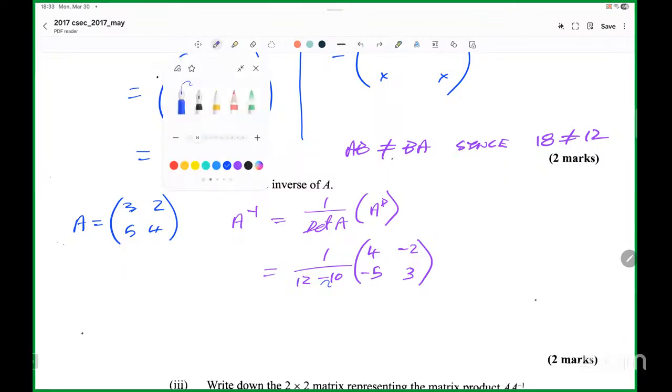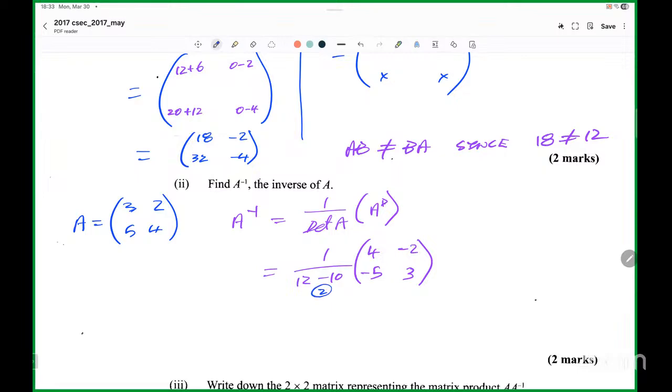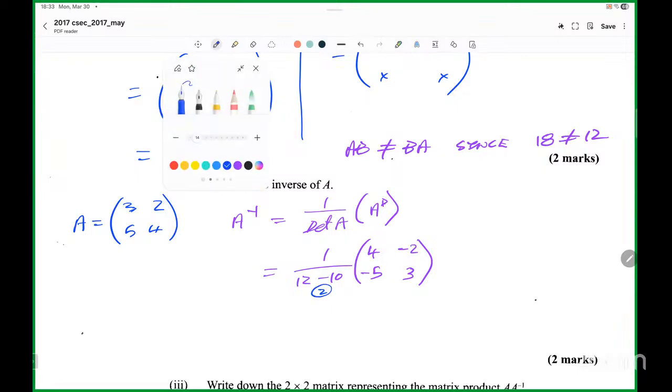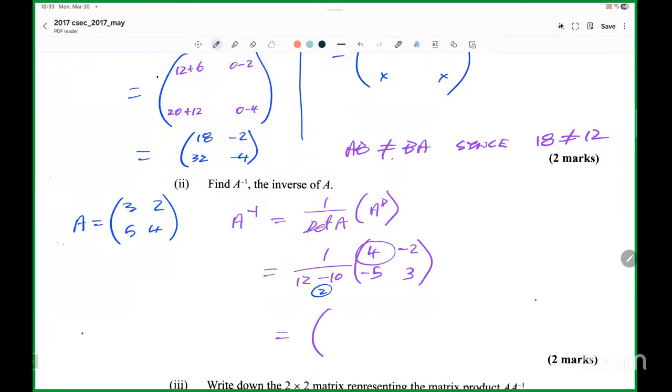The determinant is 2. So you know, dividing each of those values by 2, it becomes equal to 4 divided by 2 is 2. Negative 2 divided by 2 is negative 1. Negative 5 divided by 2 is negative 2.5. 3 divided by 2 is 1.5. And this is your A to the minus 1.